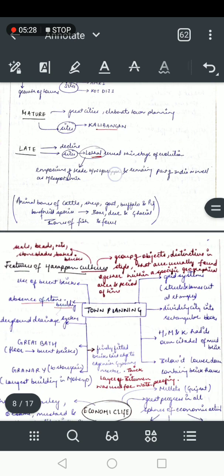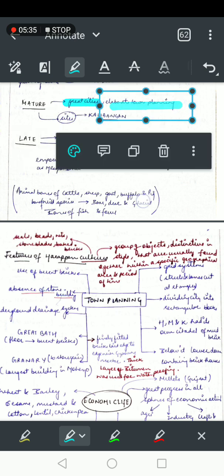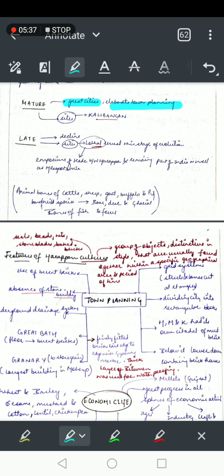Next is the mature phase. They were great cities. They had elaborate town planning, and the city sites like Kalibangan, Harappa, Mohenjo-daro, etc. Then the later phase, or the phase of decline. One of the sites is Lothal. This Lothal site in Gujarat reveals this stage of evolution. Lothal is important because it's the emporium of trade between the Harappans and contemporary civilizations like Mesopotamia.